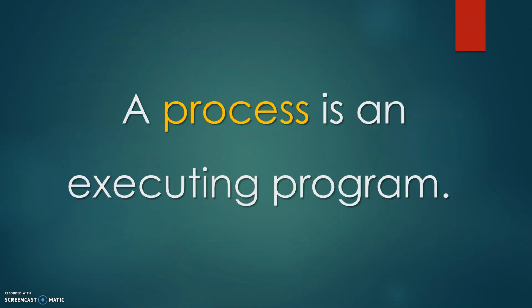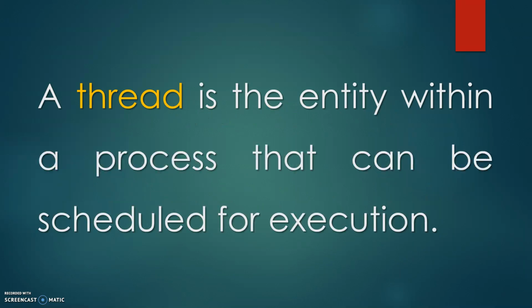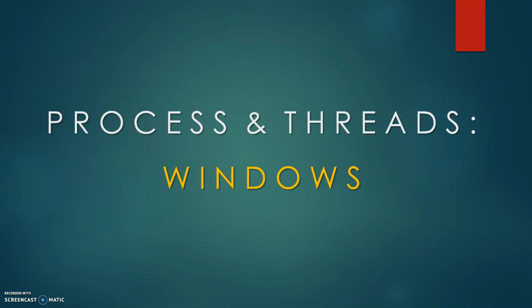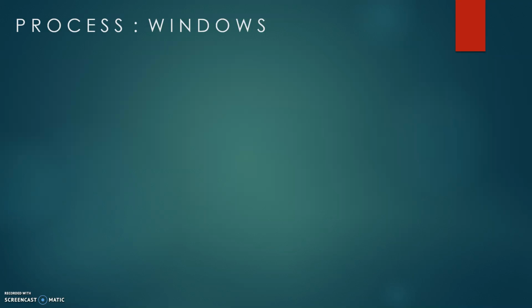Next, process and threads. A process is an executed program in the simplest explanation there is. A thread is the entity within a program that can be scheduled for execution. So, for process and threads in Windows, I'm going to specify on the process first and then the threads.